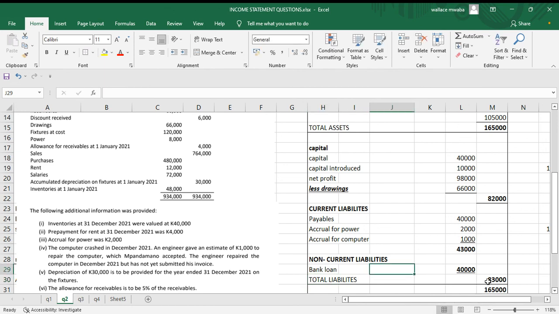We're going to add our total liabilities with our capital: 83,000 plus 82,000, we get 165,000. So as I stated earlier, assets equals liabilities plus capital. And our total assets equals our total capital and liabilities.